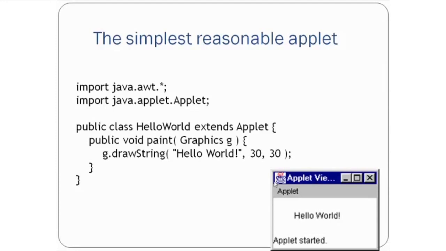Now paint is a method which is used to write or perform any business logic that you want in your applet. The definition will remain as it is, which is a method in the Applet class. So we are overriding this method. It's public void paint, and it takes Graphics g as a parameter.